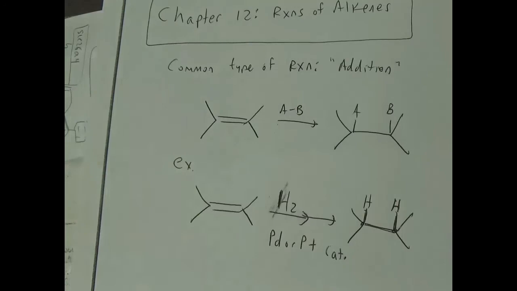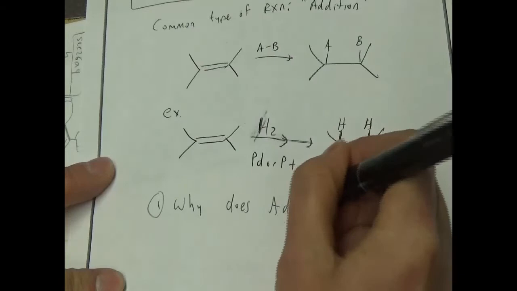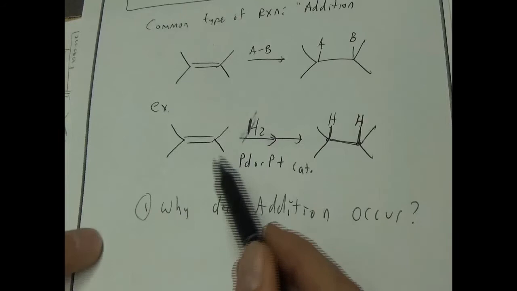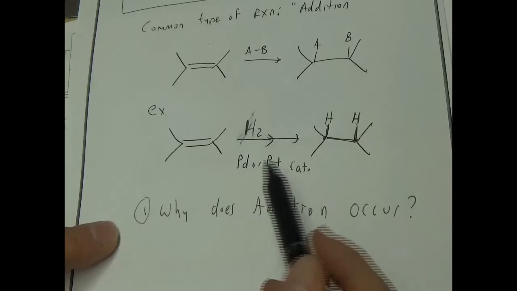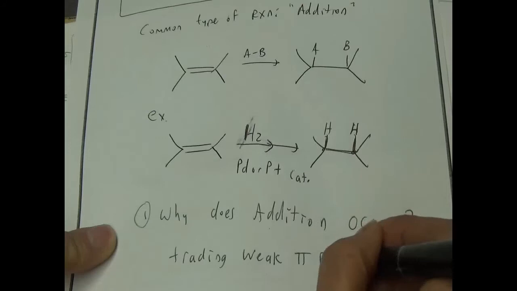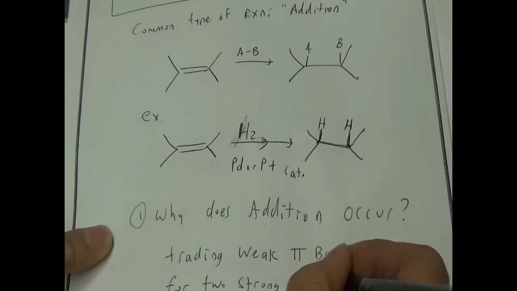So why does this happen? Why does addition proceed or occur? You think, is this more stable or that more stable? Well, we know the double bond is the center of reactivity in an alkene. We're essentially trading a weak pi bond, it's kind of weakish, not a super strong bond, for two strong sigma bonds. And that might make sense thermodynamically, right?